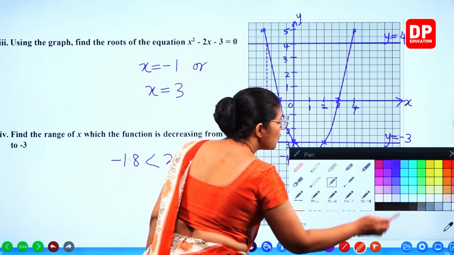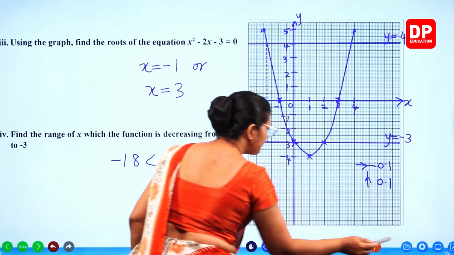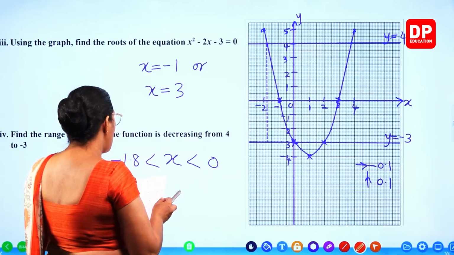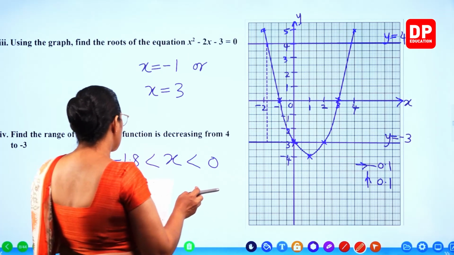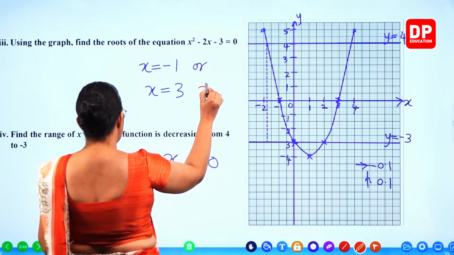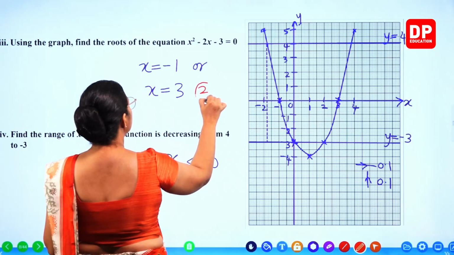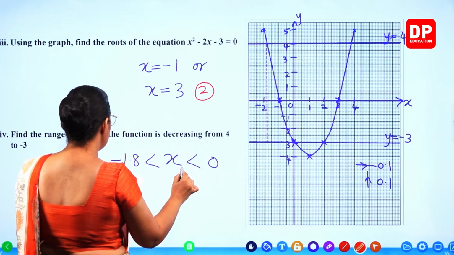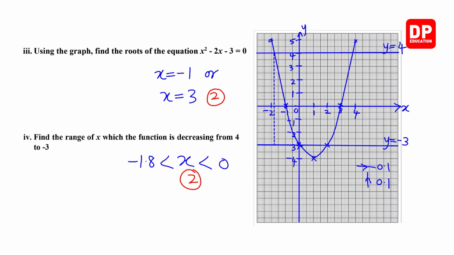So how many marks for these two parts? So you are getting 2 marks for writing down the roots and then 2 marks for writing down the range. Let's do the last part.